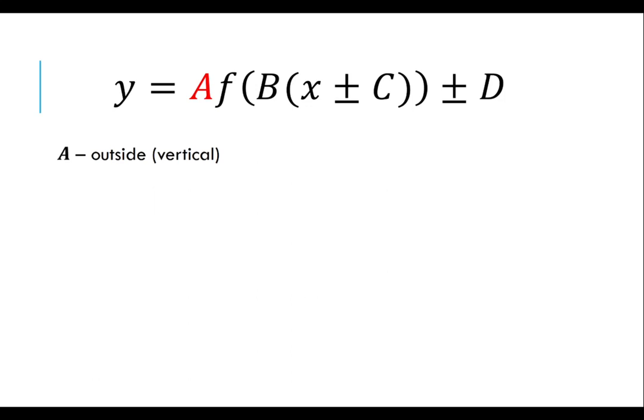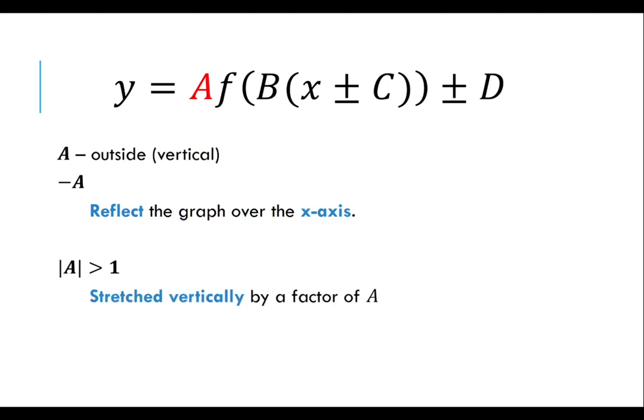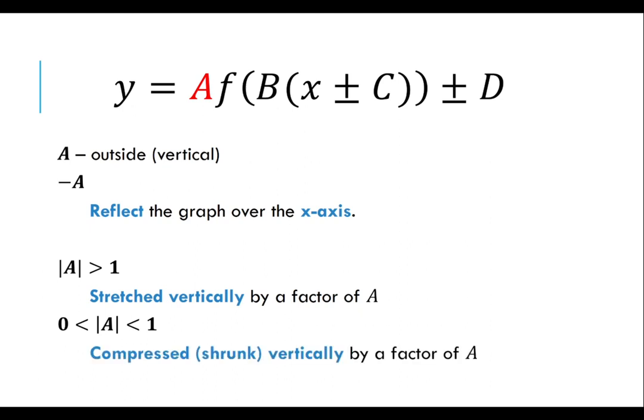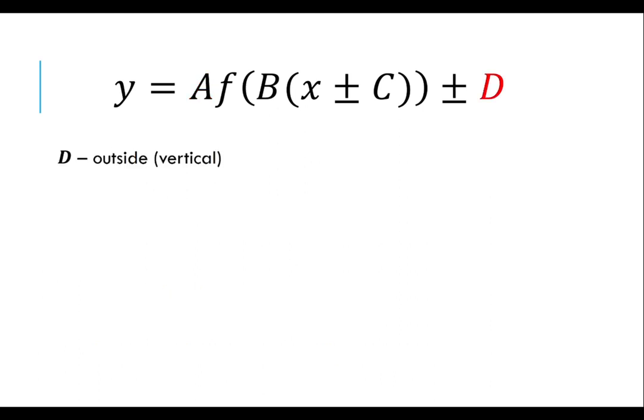So first let's talk about a. A is outside. If it's outside the function, it's going to affect vertical things. Specifically, if it's minus a, this thing's actually going to reflect the graph over the x-axis, or turn it upside down. Then, if the absolute value of a is a number bigger than 1, we say absolute value of a because once you take care of the negative part, that is the reflection over the x-axis, you get to ignore it. And if the absolute value of a is bigger than 1, we're actually going to get what's called a vertical stretch. Specifically, it's going to stretch by some factor of a. Then, if the absolute value of a is between 0 and 1, that is, we really get to ignore the negative, then this is actually going to be a vertical compression, or it's going to shrink vertically by some factor of a.